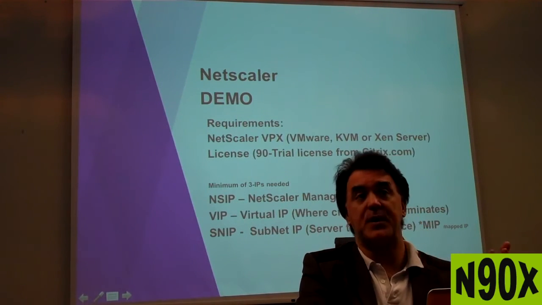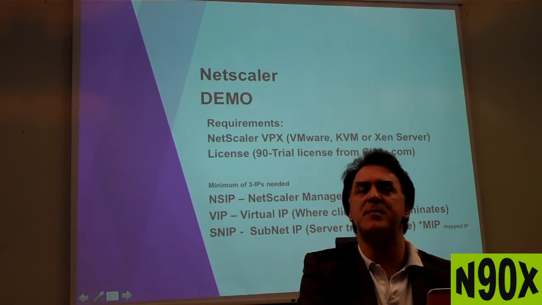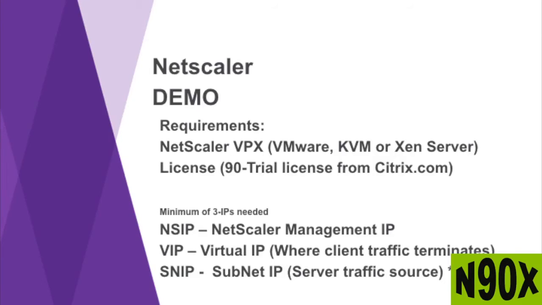Then on your infrastructure side, you're going to definitely need a minimum of three IP addresses. You're going to need an NSIP, which is basically the NetScaler Management IP. This is the IP address that you're going to use to manage the appliance.